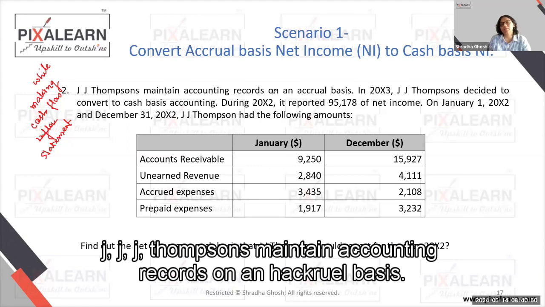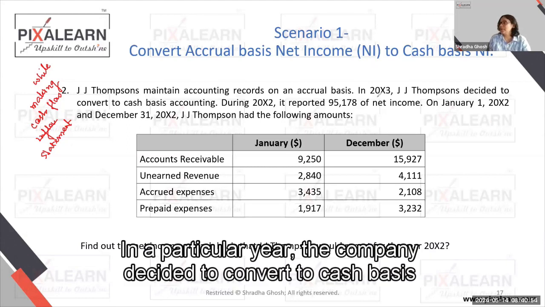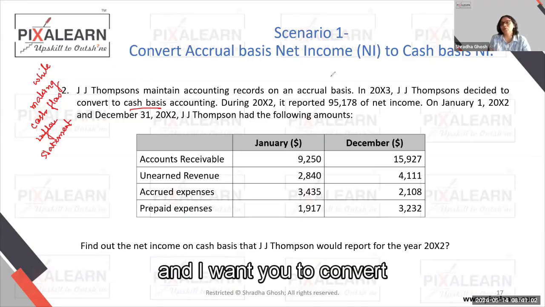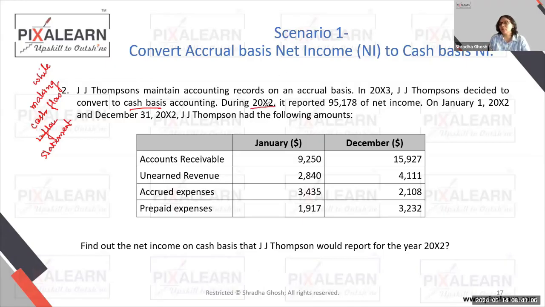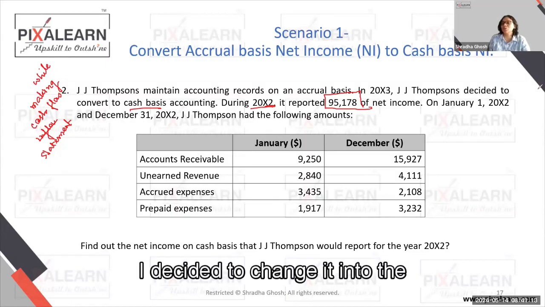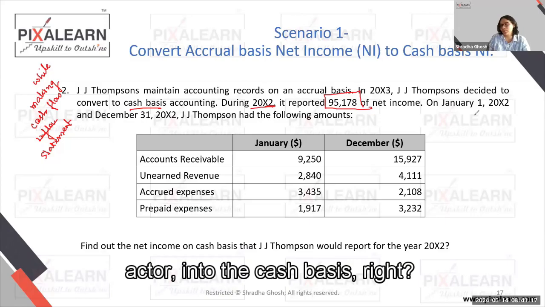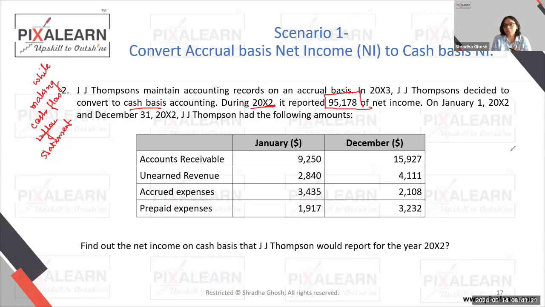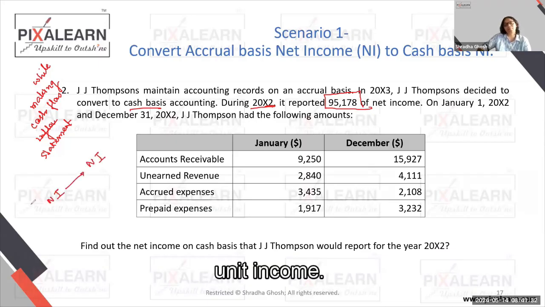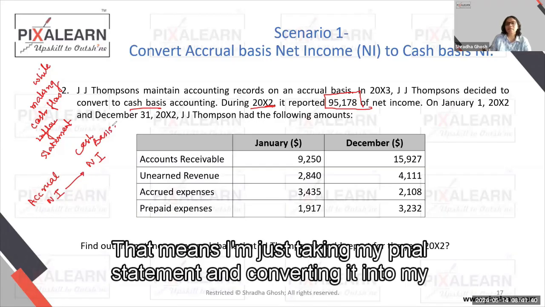JJ Thompson's maintains accounting records on an accrual basis. In a particular year, the company decided to convert to cash basis accounting. So if I'm giving you an accrual income and I want you to convert, during this year, there was a net income. So last year, this was my net income, and I decided to change it into the cash basis. So I'm basically asking you to convert accrual basis net income to cash basis net income. I'm just going to convert net income to net income, but this is accrual basis and this is cash basis. That means I'm just taking my P&L statement and converting it into my cash flow statement.